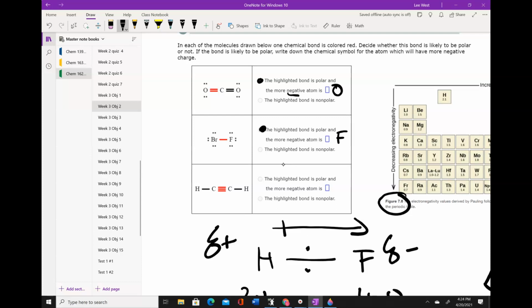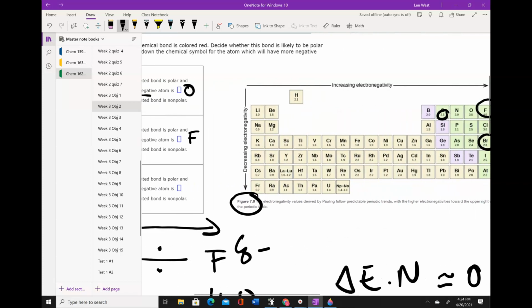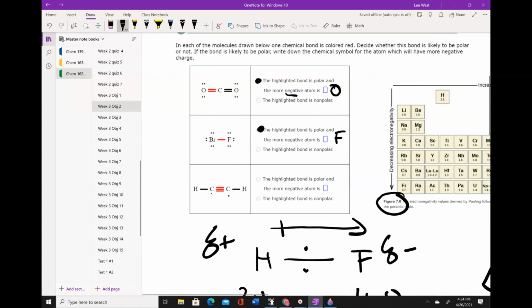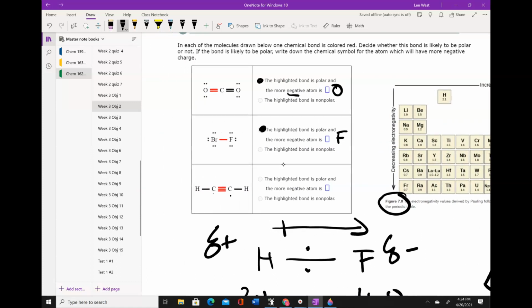Now, in this case, we have two identical atoms in the bond. Both of them are going to have the same electronegativity. For carbon, I believe it's 2.5. So what that means is that this bond is non-polar. Two identical atoms in a bond will always give you a non-polar bond.